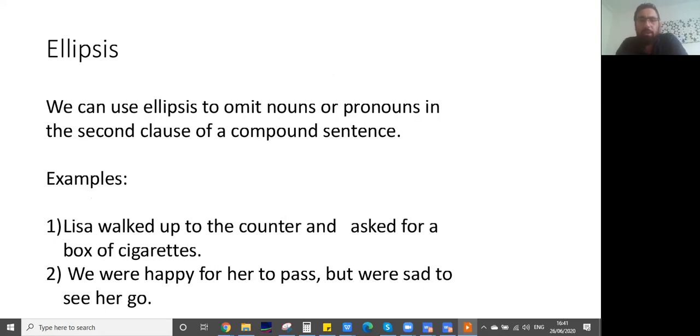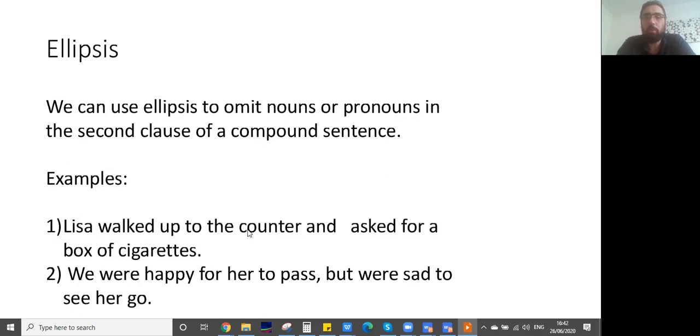So we can use ellipsis to omit nouns or pronouns in the second clause of a compound sentence. A compound sentence is a sentence where we have two independent clauses and a coordinating conjunction in the middle. Coordinating conjunctions are like FANBOYS: for, and, nor, but, or, yet, so. So when we have a coordinating conjunction in the middle of two independent clauses, we can omit the second subject when it is the same.